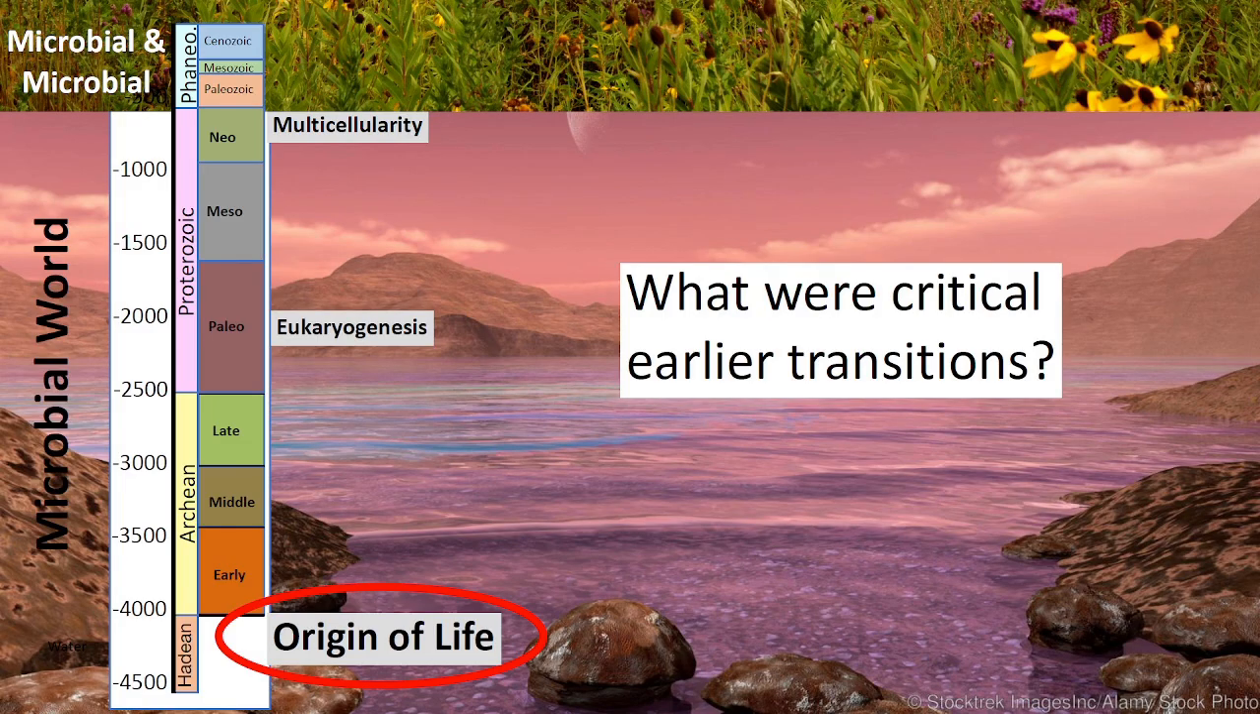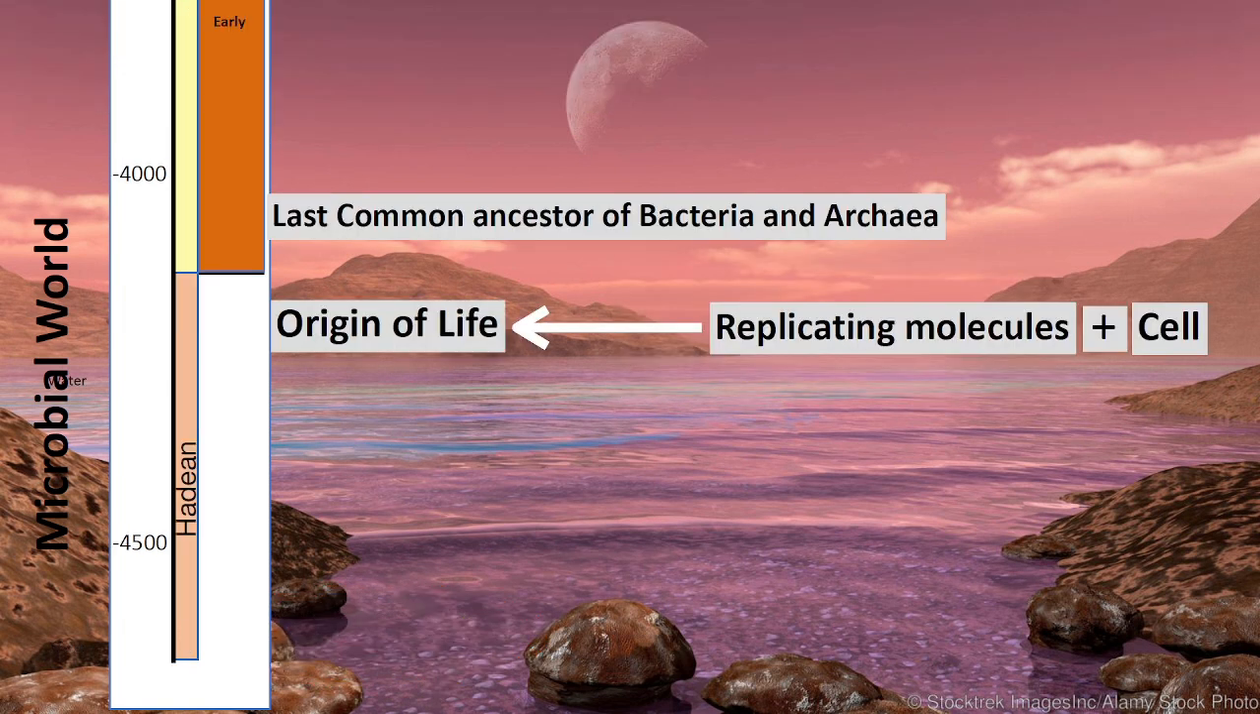Okay, so what are the other critical earlier transitions? Another big one was the origin of life. And the challenge for the origin of life in doing experimental evolution is, well, it's not alive, so how can you study it? That's a little difficult. When you think about the origin of life, people have focused on two aspects, cells and the molecules within them, particularly replicating molecules.